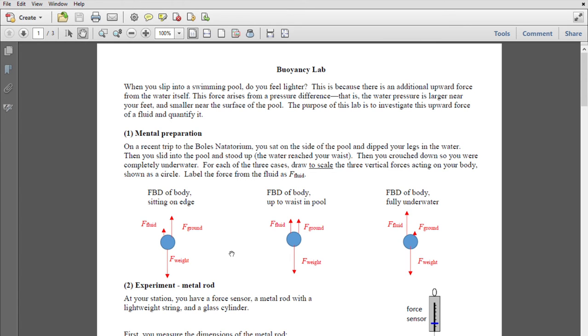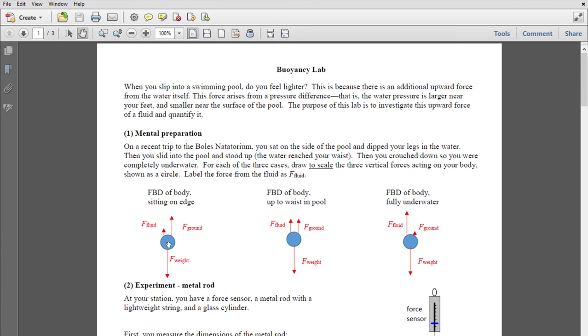And I suppose part of the challenge is to figure out what the three forces are on your body. Your weight is certainly, the earth is pulling down on you, so your weight force should be the same in all three, right? The earth doesn't change depending on how submerged you are.